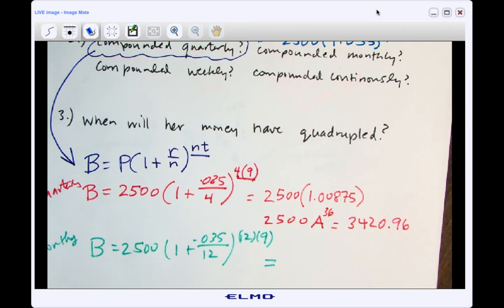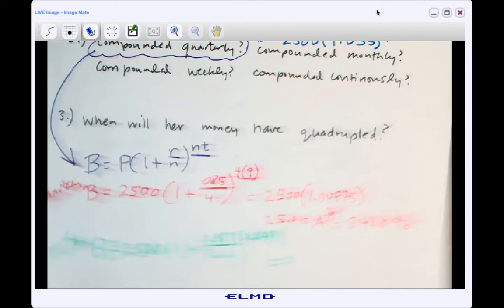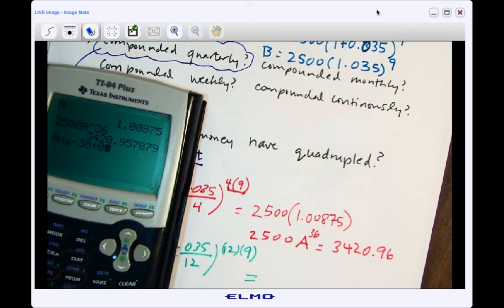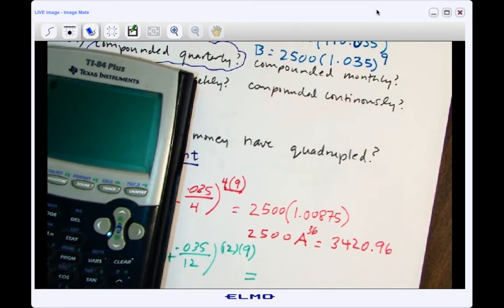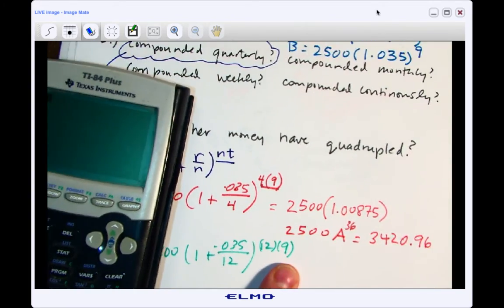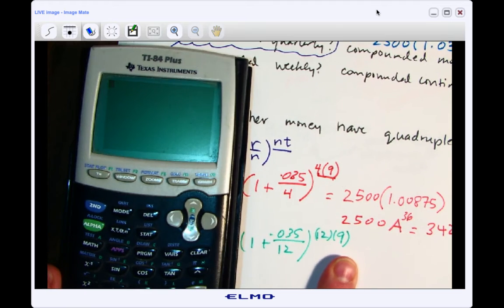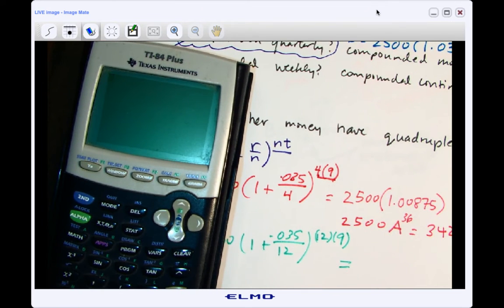And again, we can put these numbers into our calculator and store them. So I'm going to do this one and this one. If you know what 9 times 12 is, you're okay, but I'm going to do it just so you can see that we can store lots of numbers in here. So I'm going to do 0.035 divided by 12 plus my 1. So that's the thing inside the parentheses.